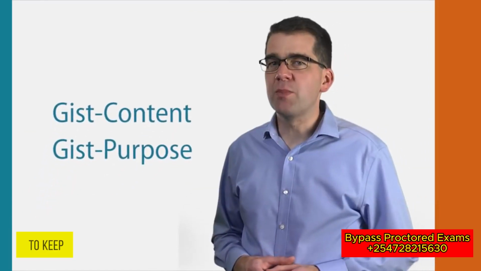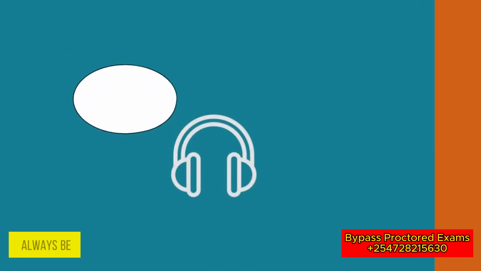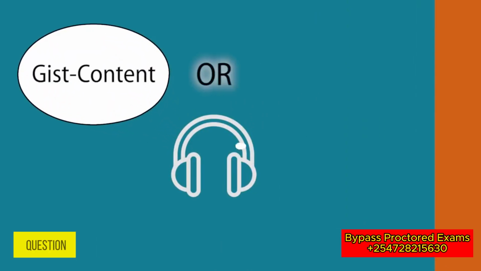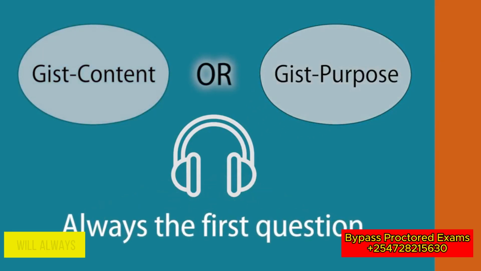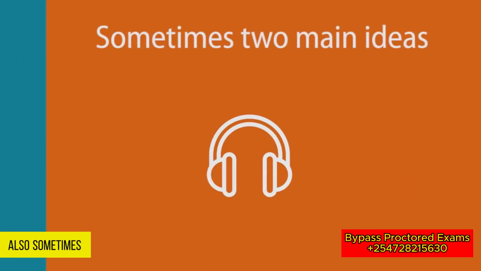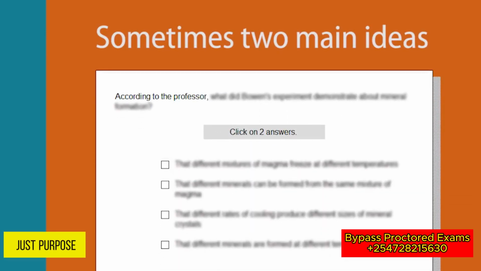Here are two things to keep in mind when answering gist content and gist purpose questions. In the listening section, there will always be either a gist content question or a gist purpose question, but never both. This question will always be the first question after listening to the passage. Also, sometimes the lectures and conversations can have two main ideas. In this case, the gist content or gist purpose question may ask you to choose two of the four answer options, instead of just one.